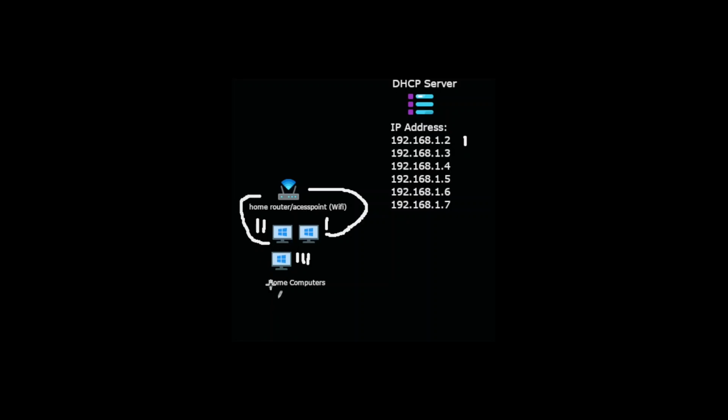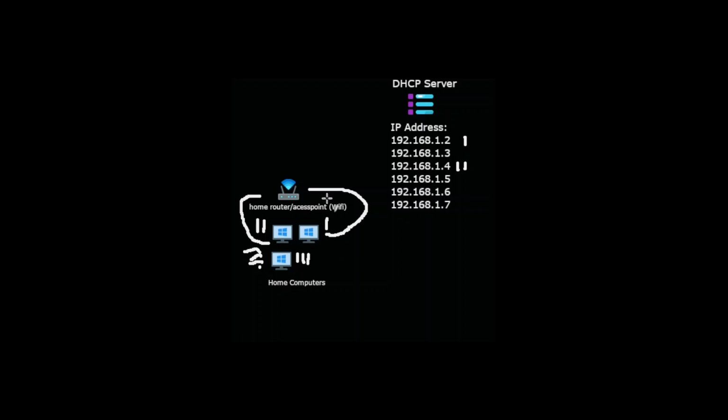Then computer 2 is also hardwired into the router. It turns on. It says, hey, DHCP server, I would like an IP address. So the DHCP server responds and says, okay, here goes an IP address of 192.168.1.4. Computer 3 is connected via Wi-Fi and is connected to the router like that.